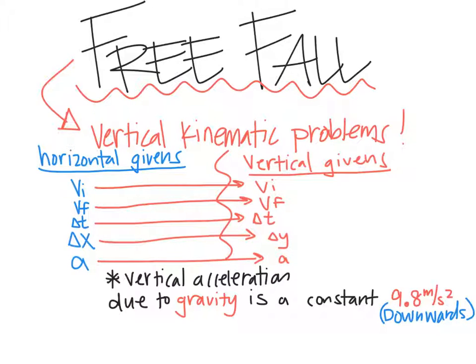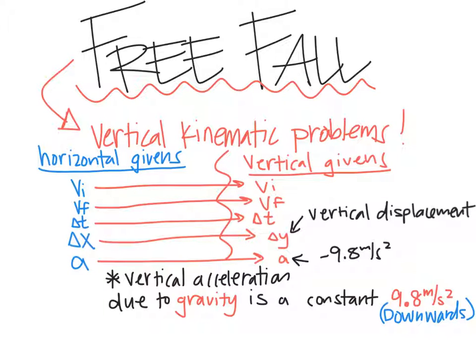Now, for free fall problems specifically, meaning, again, the object is only under the influence of gravity, whether it's thrown up into the air or dropped from a specific height, we have two ideas that are different. As I just mentioned, the vertical displacement is now called change in y. And the cool thing is that if something is in free fall, we automatically know that the acceleration is negative 9.8 meters per second squared, because it's a downward acceleration.